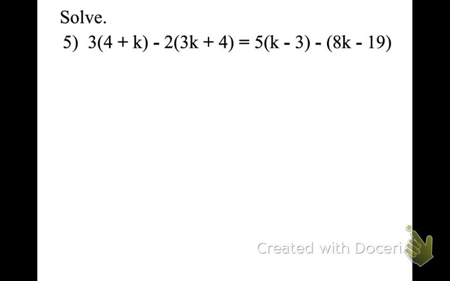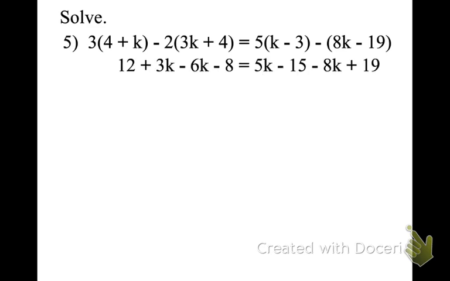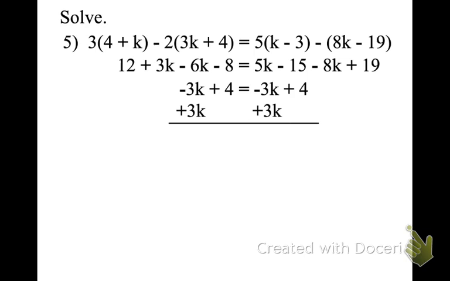Okay, let's check our work. I'm distributing. I'm going to combine. Remember here, while I'm distributing, I'm doing 3 times 4 is 12, 3k. Now here I'm distributing the negative 2. It's negative 6k, and then we have negative 8. I'm distributing 5k minus 15 minus 8k and plus 19. Okay, now we can combine like terms on each side. 3k minus 6k makes negative 3k, and 12 minus 8 is 4. And then on the opposite side, I'm combining 5k minus 8k is negative 3k, negative 15 and positive 19 is positive 4. I'm going to move the k's over, and we end up with 4 equals 4.